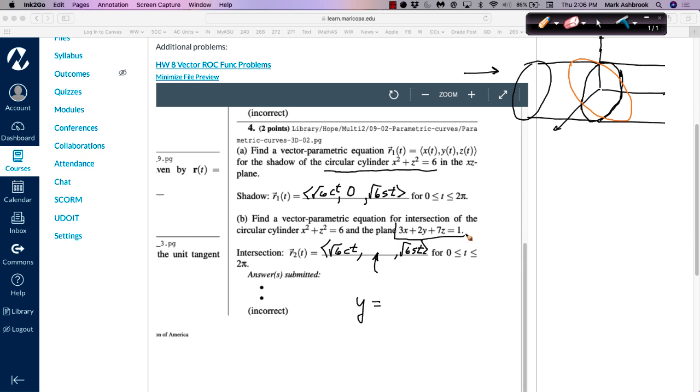This is how we're going to get y. You get y by itself. Everything else is y equals 1 minus 3. And then you plug in the x and z, over 2. And what's x? Square root of 6. And Z?